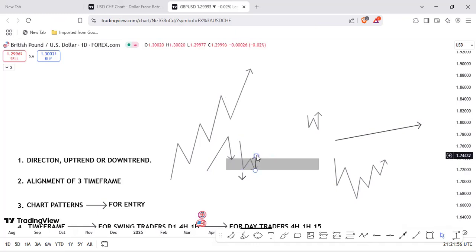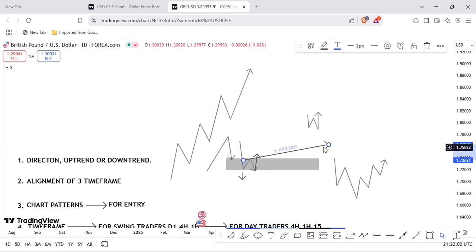But if you notice here, how many 4 hour candles close above this high here? The moment the market closes above this particular high, that is a sign.